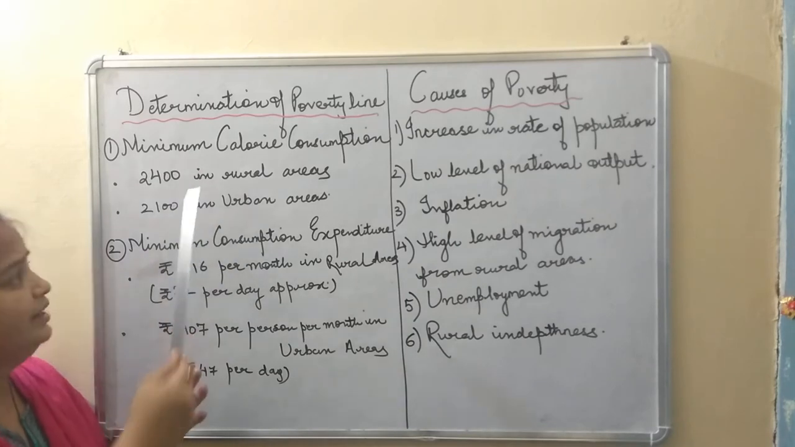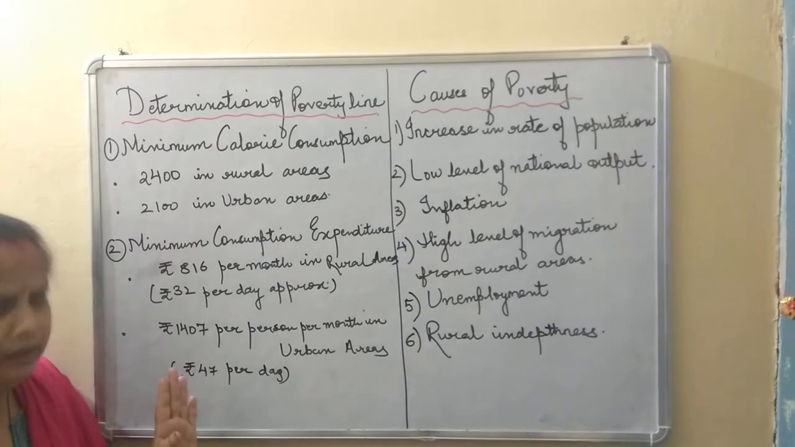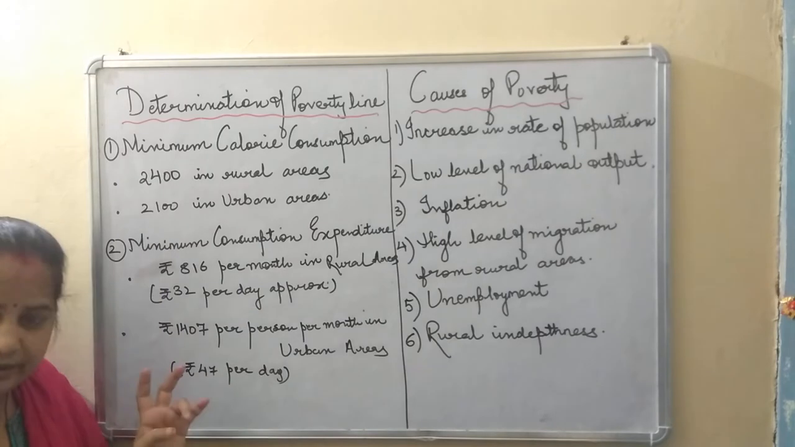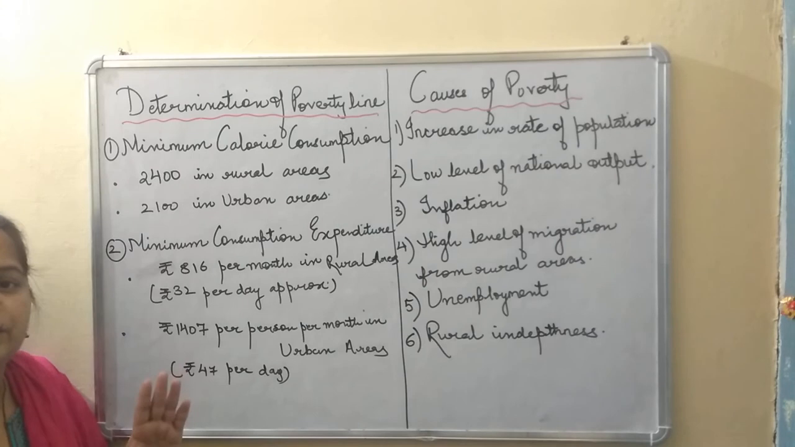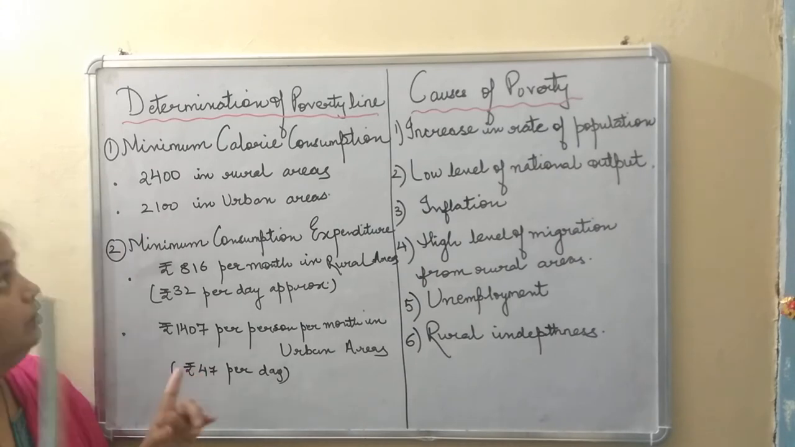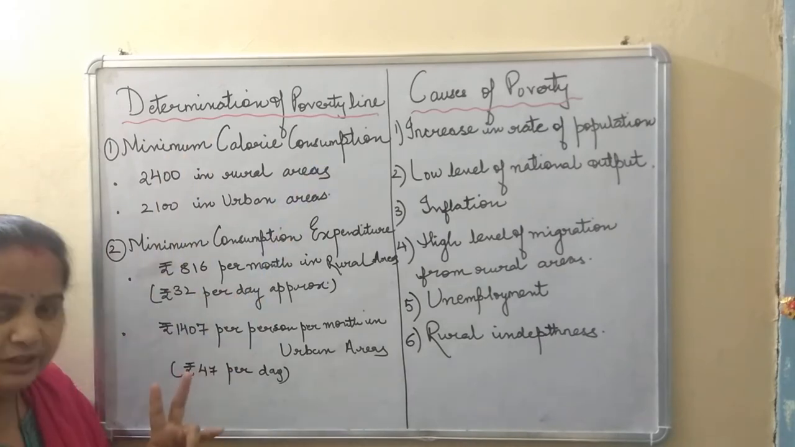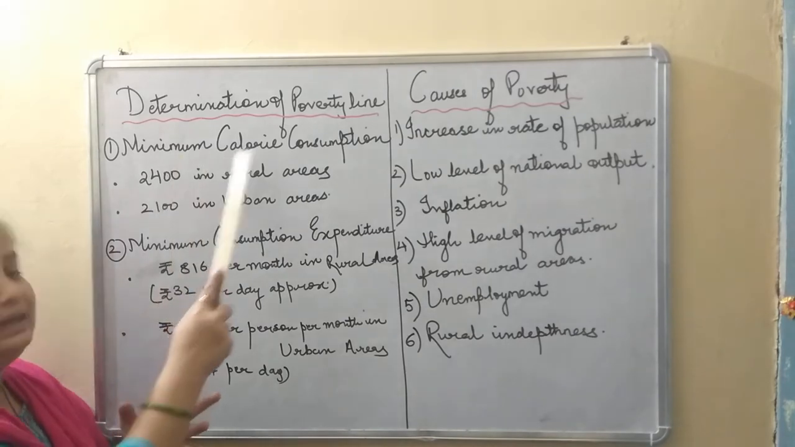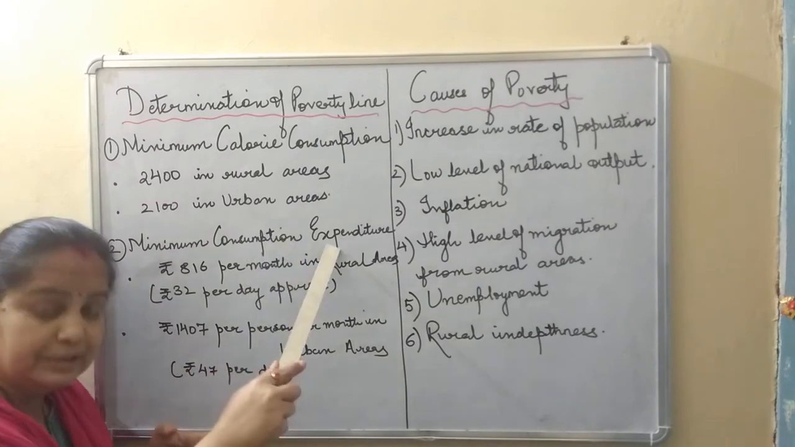This 2,400 and 2,100 has been prescribed by the government, not by me. Okay, so 2,400 in rural areas and 2,100 in urban areas per day per person. If they are not taking it, then they are said to be what? Poor. This is the simple meaning as per the government on the basis of minimum calorie consumption. There are two determinants to determine the poverty line. First is what? Minimum calorie consumption, and the second is minimum consumption expenditure.